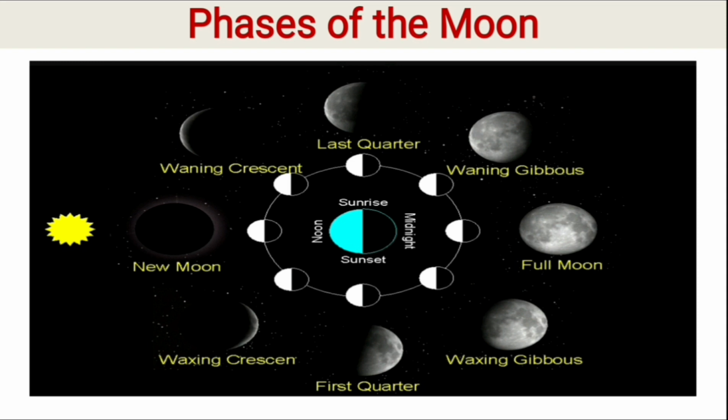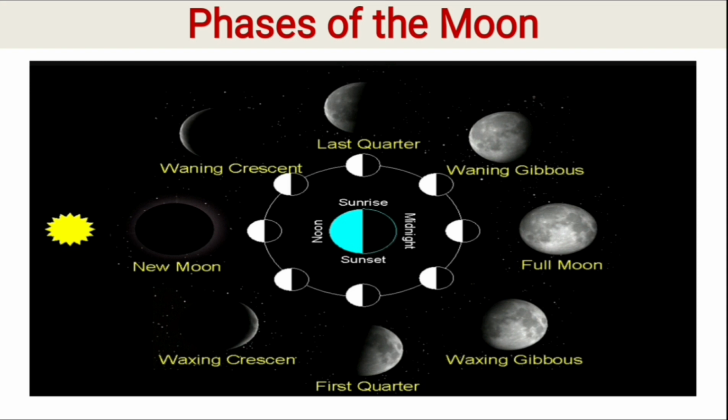waxing gibbous. And about 2 weeks after the new moon, it reaches behind the Earth, and the full side of the moon facing the Earth gets the sunlight from the sun, and we can see the full moon. After that, the moon starts journeying from full moon to new moon. Light begins to decrease on the surface, and the moon enters the waning gibbous phase.